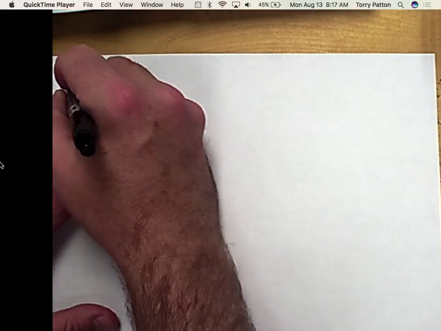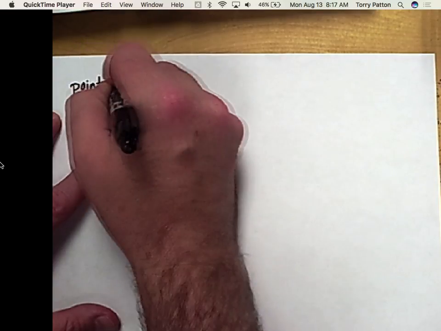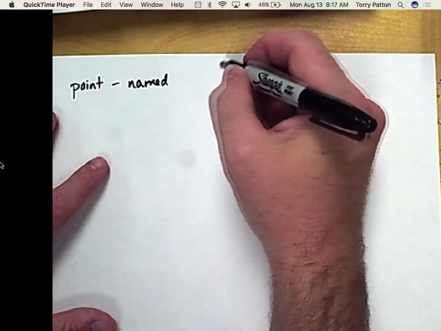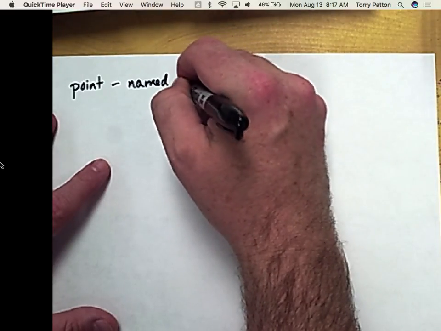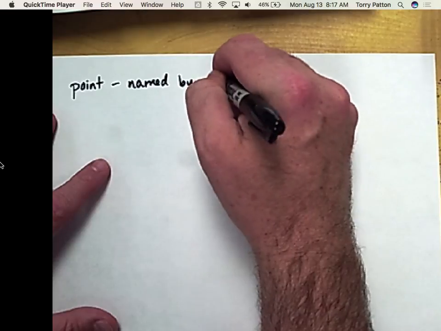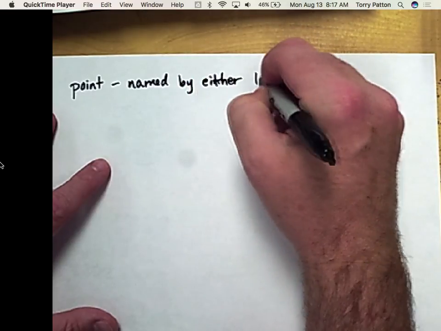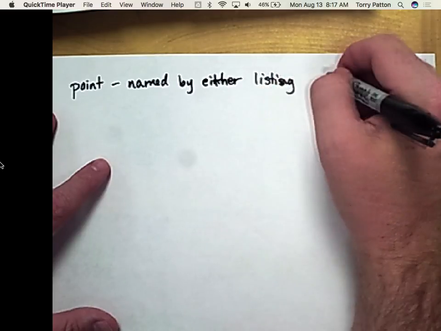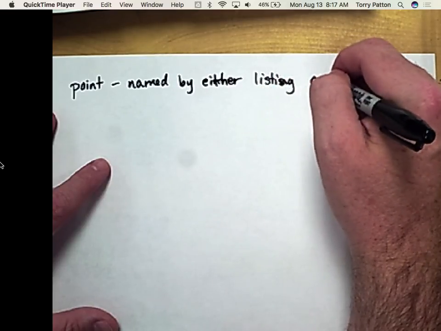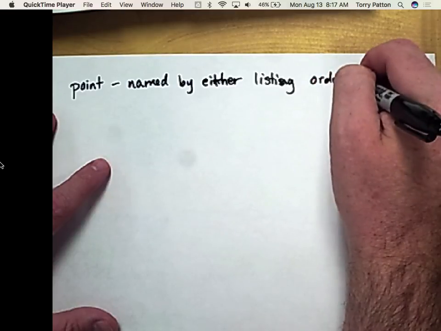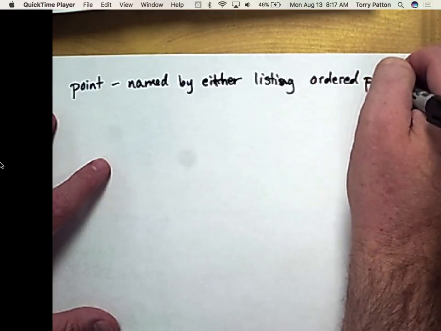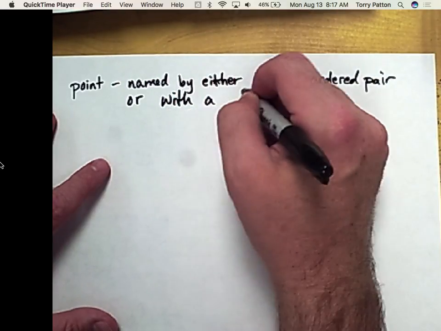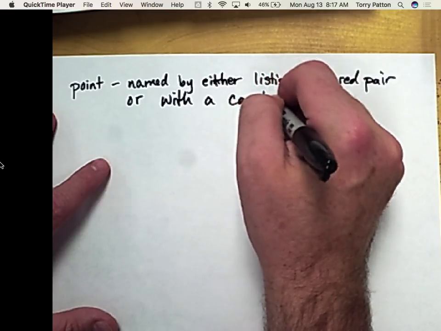A point is named by either listing the ordered pair or with a capital letter.